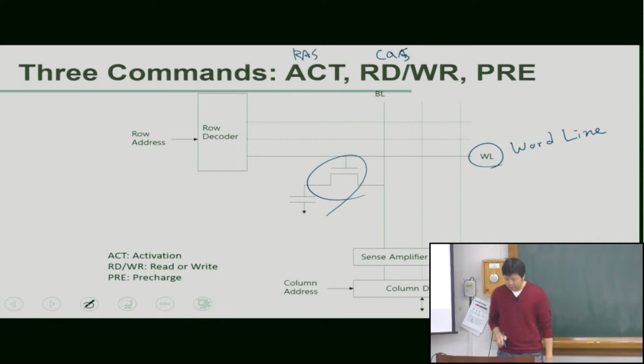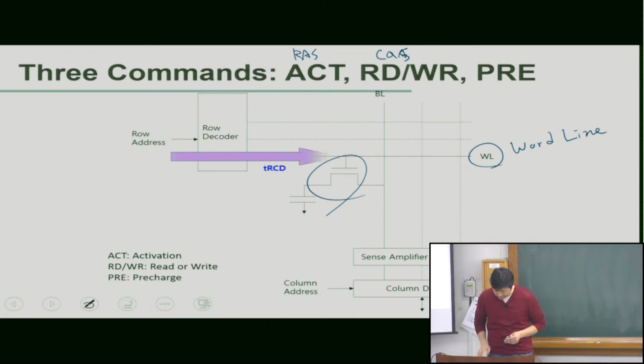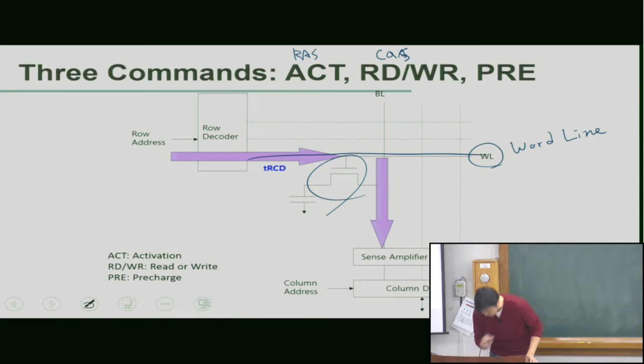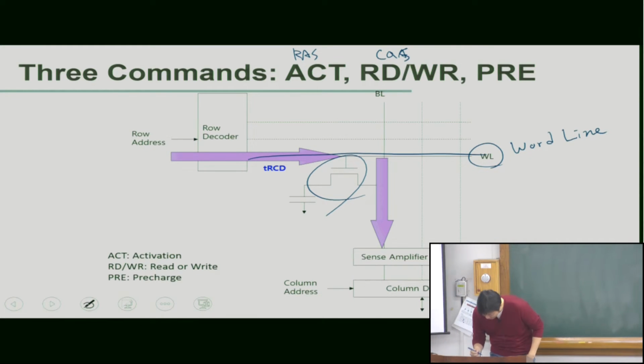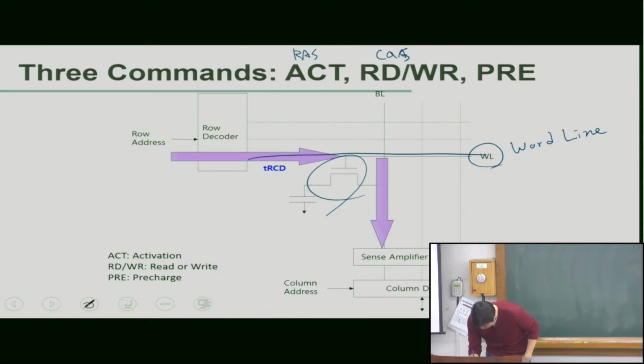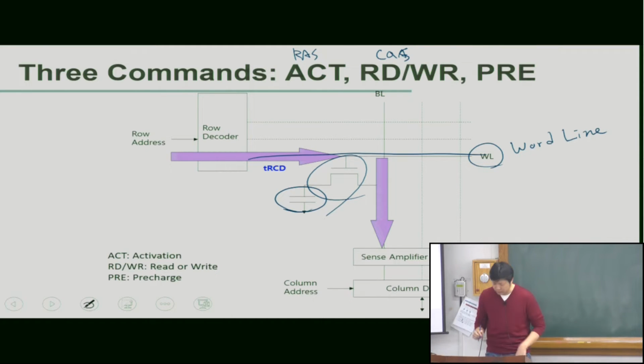So in step 1, you provide a row address to the row decoder, and this row decoder will select one of these word lines, depending on the address from outside. So let's say a row address comes in, then a specific word line will be selected, and all the cells attached to this word line will be selected at the same time. They will be selected as a group.